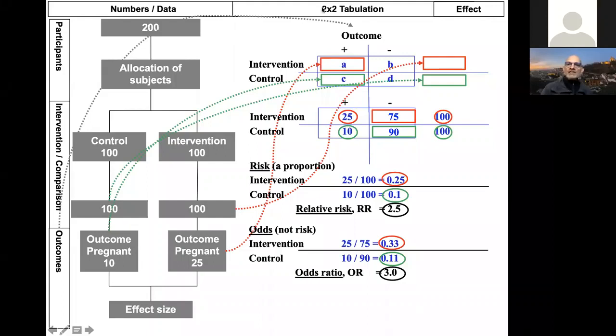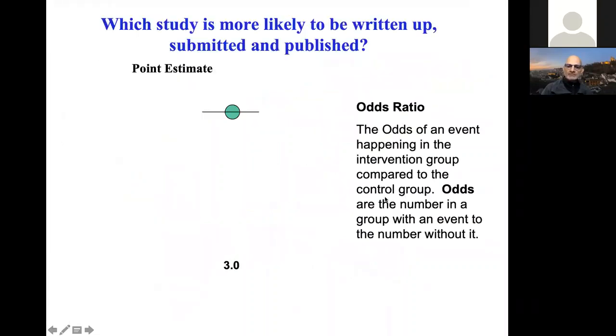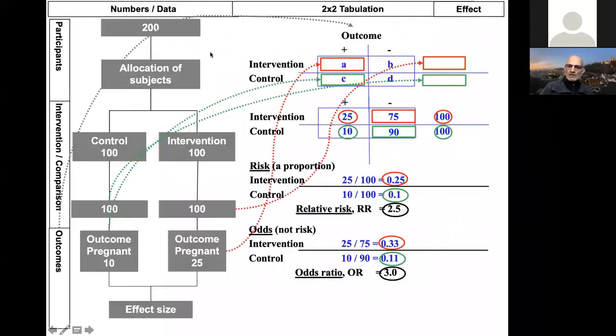So at this stage, I'd just like to stop to offer you a chance to ask me any questions about the relationship of the research question to the 2x2 table and then to the effect measure that emerges from it. And as soon as we are comfortable with this calculation, we can then move on to discuss what is a meta-analysis.